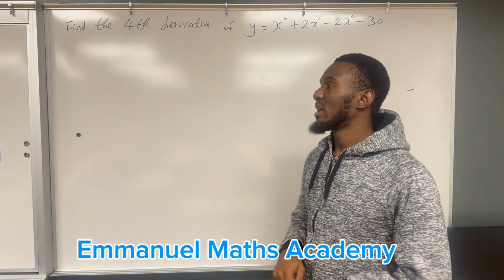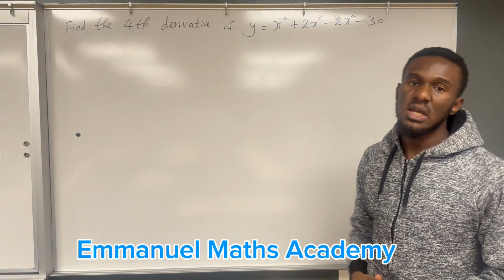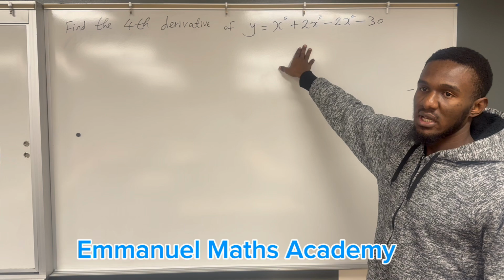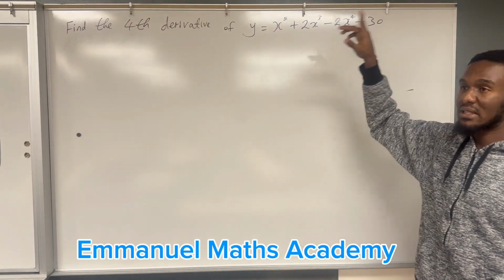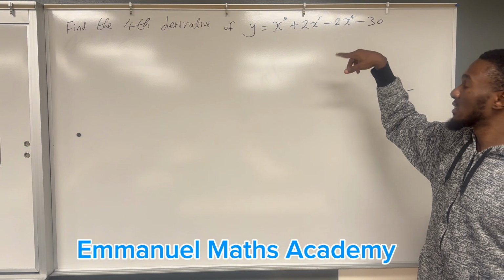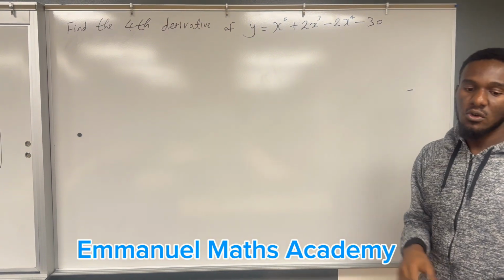Hello, so we have another problem on the board. It says find the fourth derivative of this function here: y equals x raised to the power 5 plus 2x raised to the power 3 minus 2x raised to the power 4 minus 30. So we want to find the fourth order.